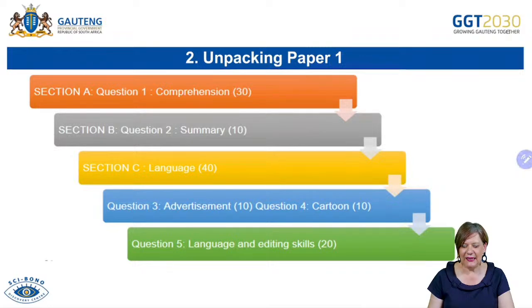Your section A is your question 1, your comprehension for 30 marks. Your question 2 will cover your summary for 20 marks, and your section C covers 40 marks for language. This section is divided into your advertisement, question 3, your cartoon, question 4, and question 5, language.